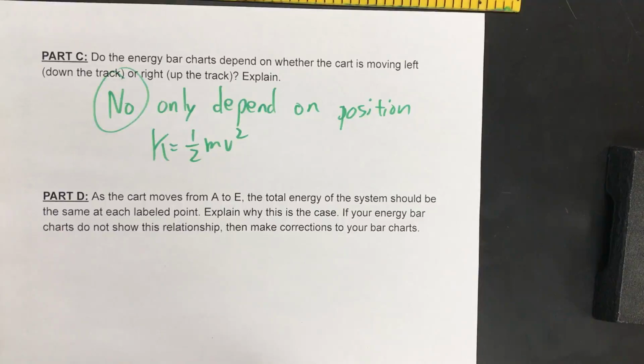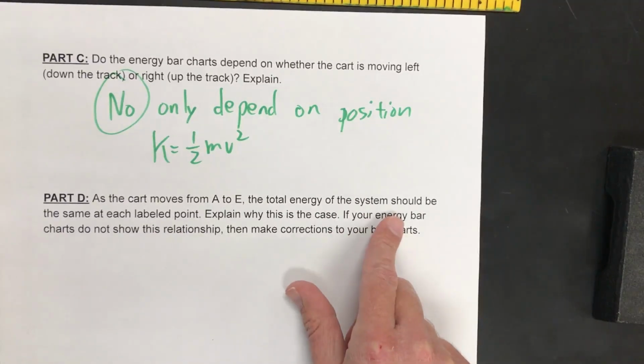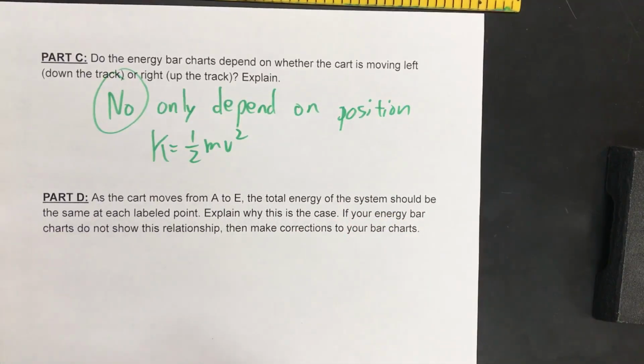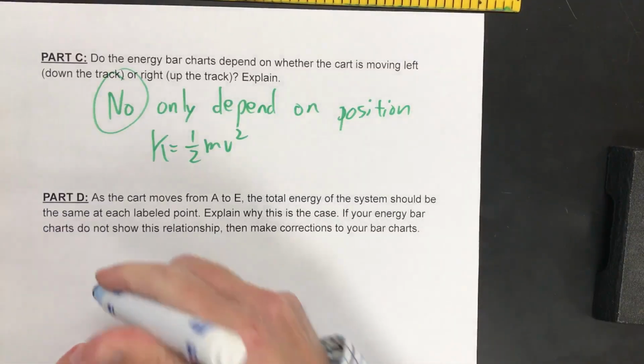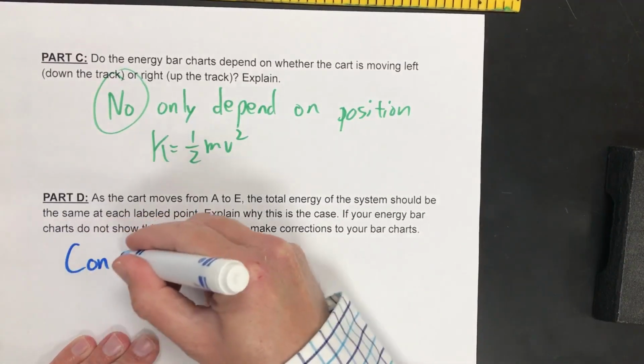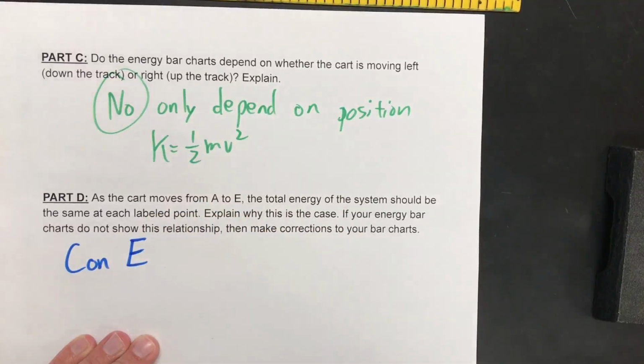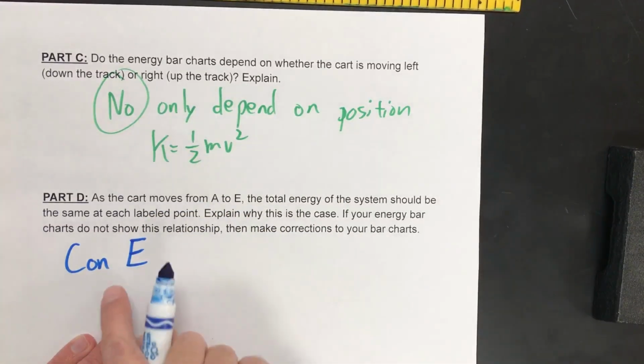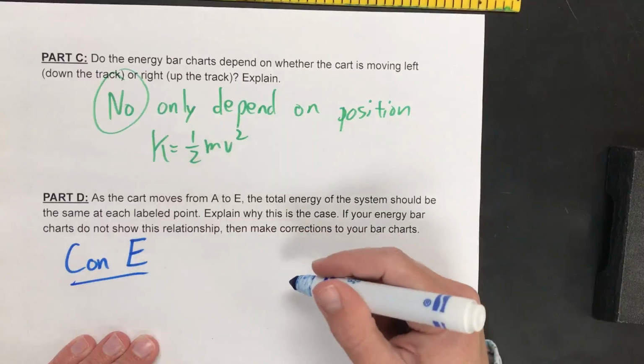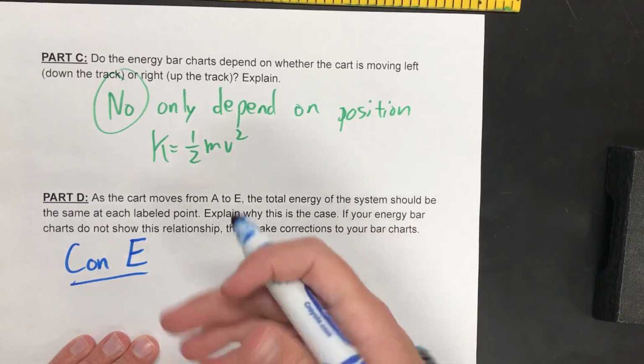Part D says, as the cart moves from A to E, the total energy of the system should be the same at each labeled point. Explain why this is the case, and if it's not, fix it. Well, conservation of energy is the reason. So now we should say what is required to make conservation of energy work for a system.